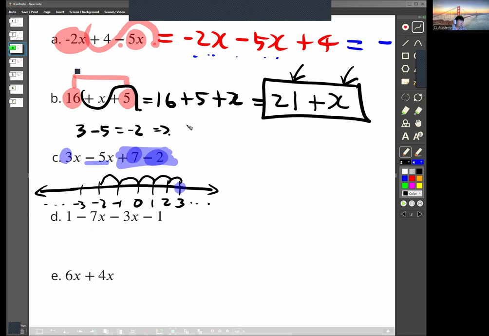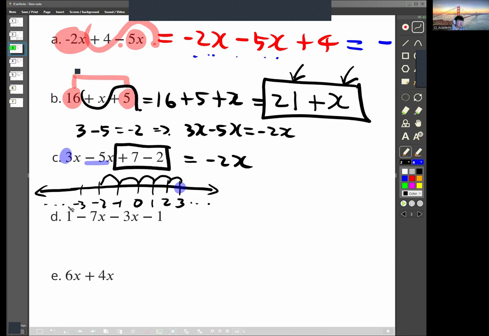So 3x minus 5x is -2x. Now, this one is an easy one. 7 minus 2, which is plus 5. Plus 7 minus 2, that's plus 5.